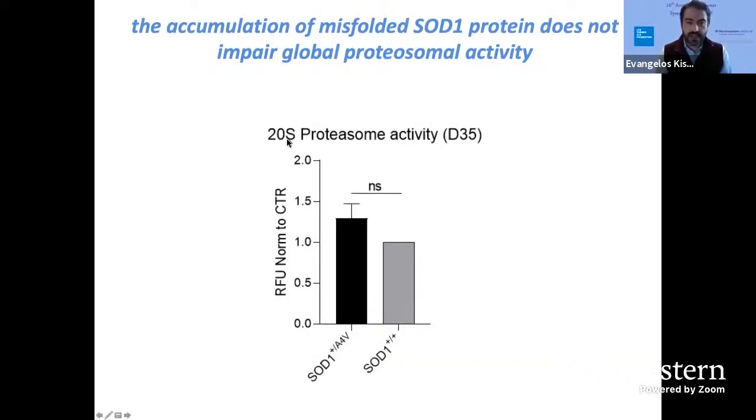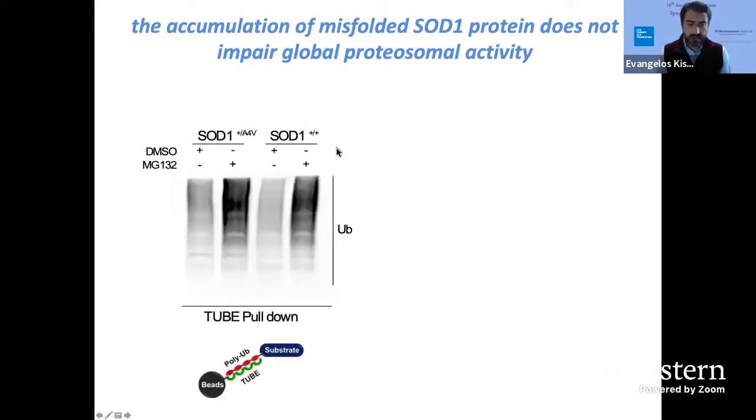This is an assay looking at 20S proteasomal activity. We examined patient and isogenic control neurons on day 35, at a time point where we know there are sufficient amounts of soluble as well as insoluble SOD1 protein. And there was really no evidence of global proteasomal dysfunction in these cells at this time point.